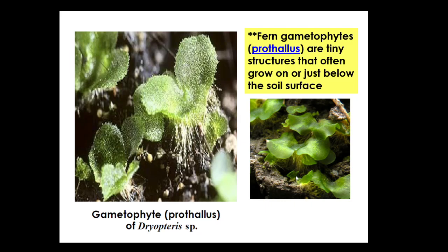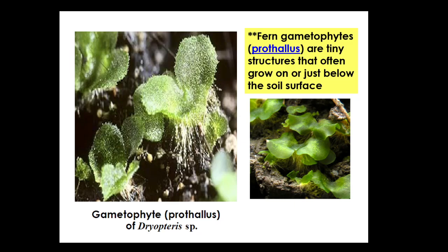So this is an example of gametophytes. Okay, so this is in Dryopteris species, a type of fern. Fern gametophytes will produce prothallus that are teeny tiny structures that often grow on or just below the cell surface.